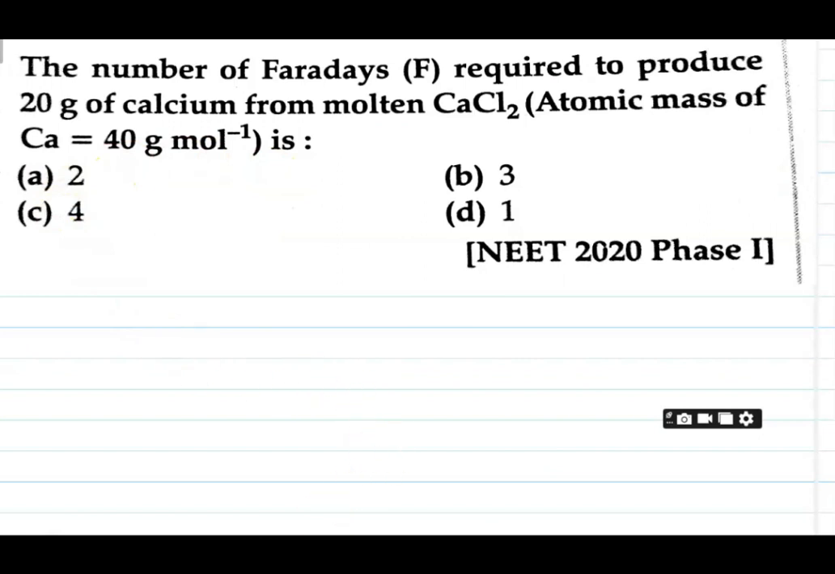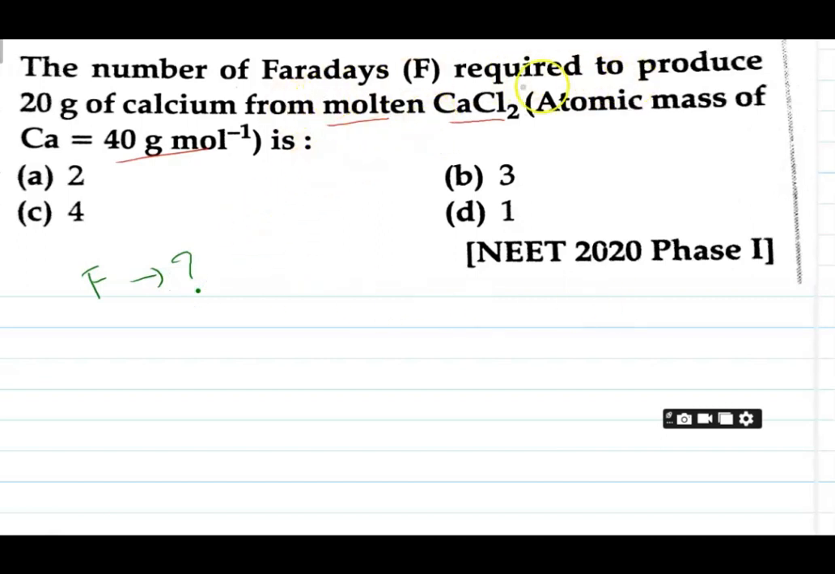So the first question that I am going to take today is this: the number of Faradays required to produce 20 grams of calcium from molten calcium chloride. The atomic mass of calcium is given as 40 grams per mole. How many Faradays are required?